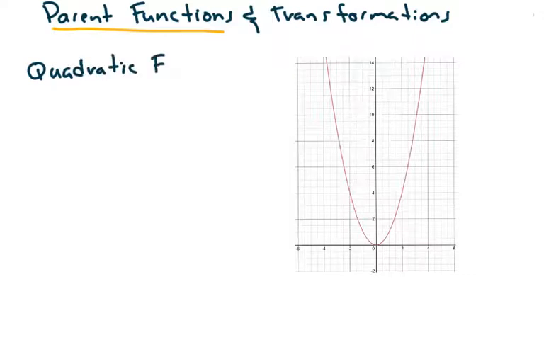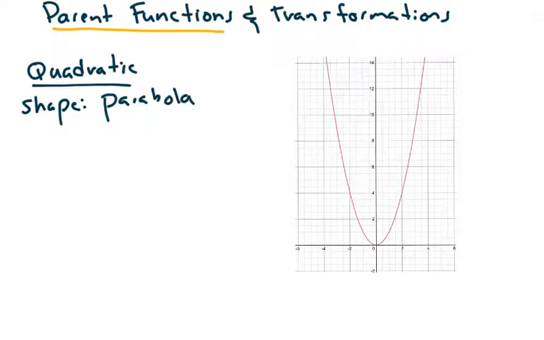Okay, quadratic. And its shape, okay, it makes a parabola. And a parabola is not just any U-shaped thing. It has very specific properties that you'll learn in pre-calculus. You'll learn a little bit of it here. But this shape is called a parabola.